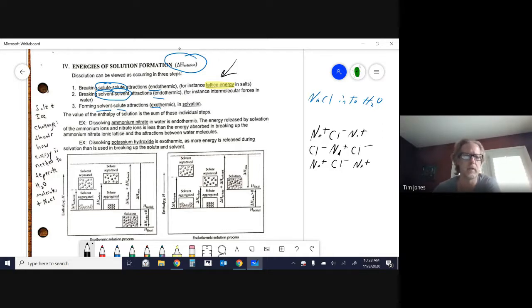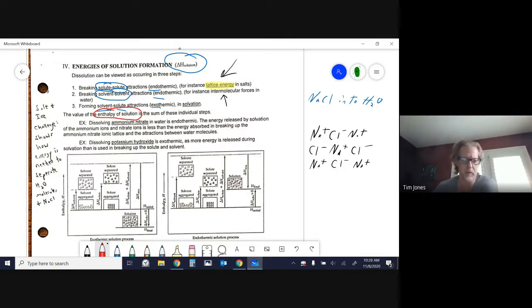In our case, the solvent-solvent would be intermolecular forces, which water has fairly strong intermolecular forces. And then the overall enthalpy of solution will be based on adding these three things together.